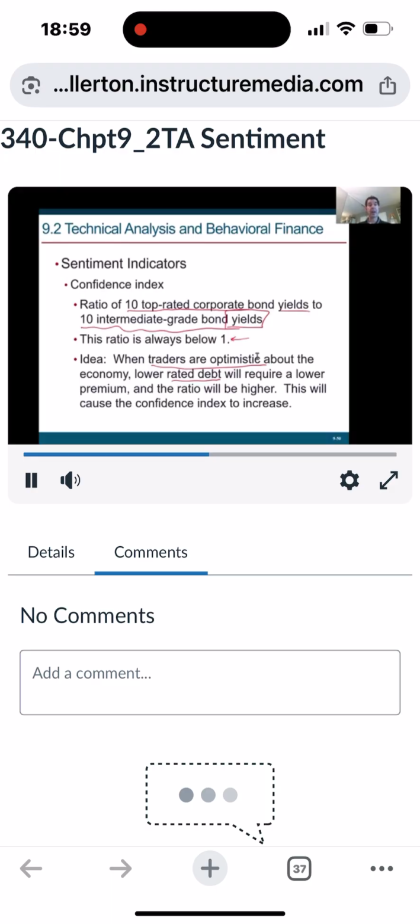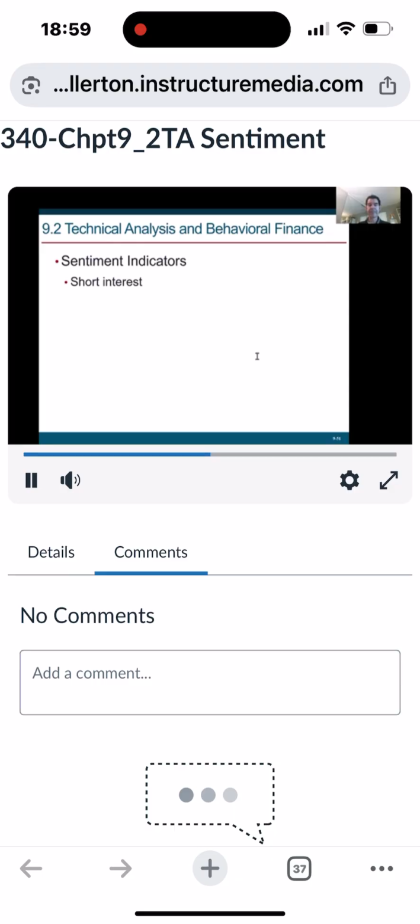All right, so this is the confidence index. Let's move on to our next sentiment indicator. This one is called short interest, and it has to do with short selling. In particular, it's the total number of shares currently sold short, usually for a specific stock.